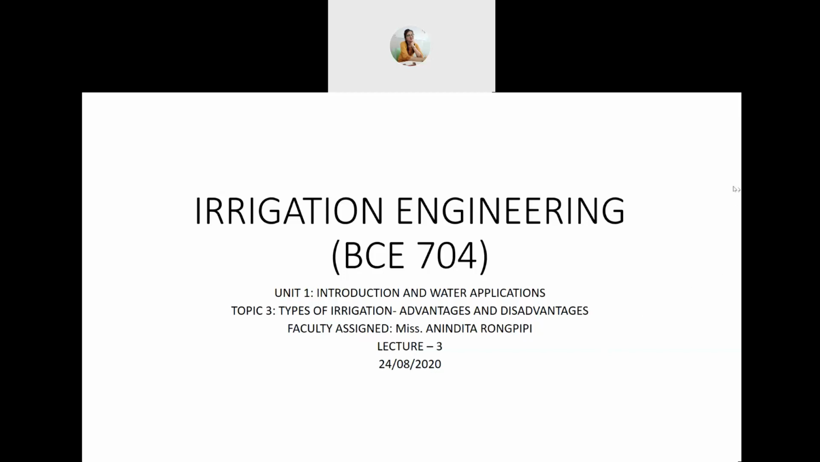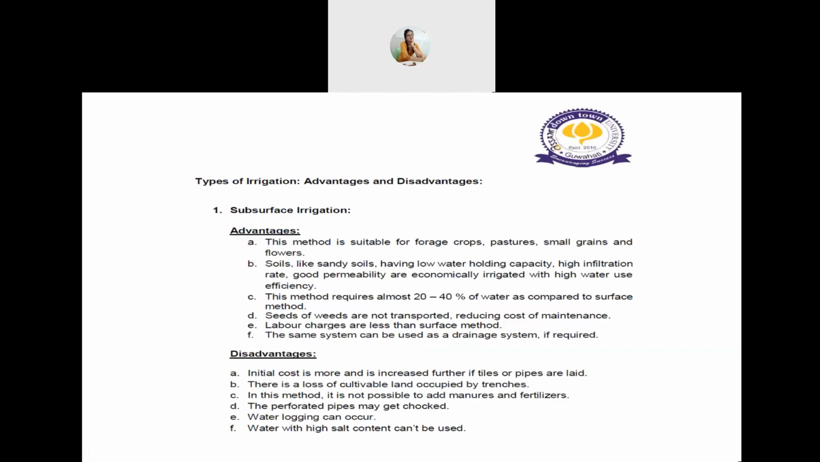Today we will continue with Unit 1, Topic 3. Unit 1 is Introduction and Water Applications, and Topic 3 is Types of Irrigation, Advantages and Disadvantages. What are the types of irrigation and what are its advantages and disadvantages? Number 1 is subsurface irrigation.